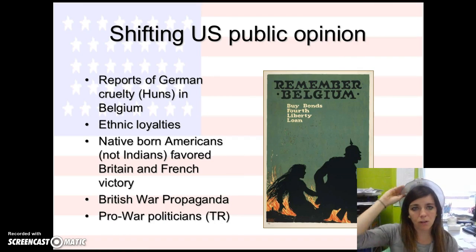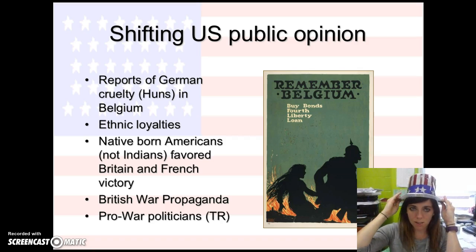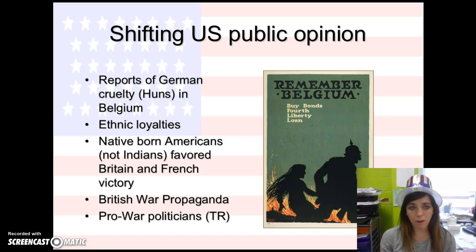Okay, so how do Americans get involved? The first thing is reports of German cruelty in Belgium. Basically, the biggest thing that is going to shift U.S. opinion is propaganda. And that's why we're going to focus on that in our project.